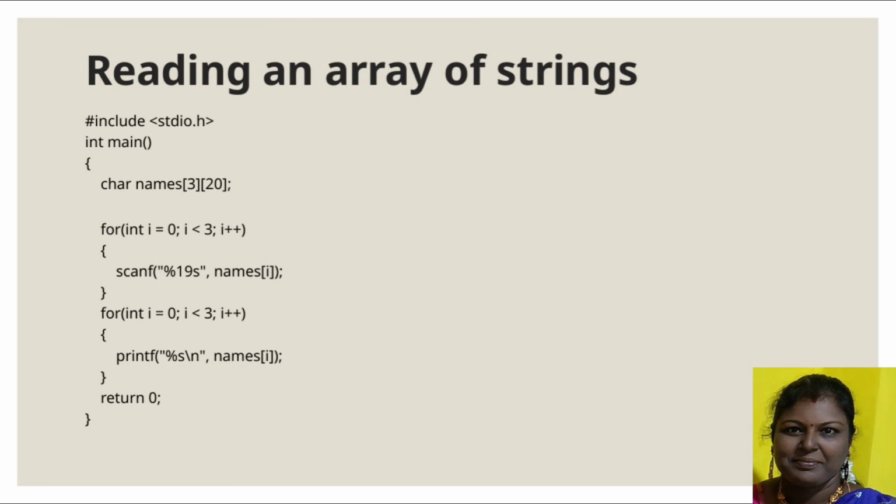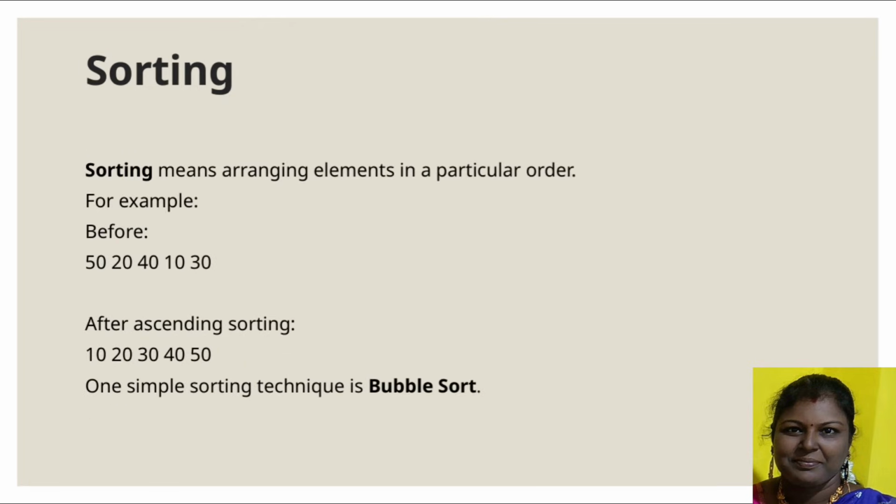Sorting is all about putting things in a specific order. Imagine you have a list of numbers, 50, 20, 40, 10, 30. When we sort them in ascending order, they become 10, 20, 30, 40, 50. One of the simplest ways to do this is called bubble sort. It's a straightforward method that compares and swaps numbers step by step until everything's in the right place. Sorting helps us make sense of data and find what we need faster.